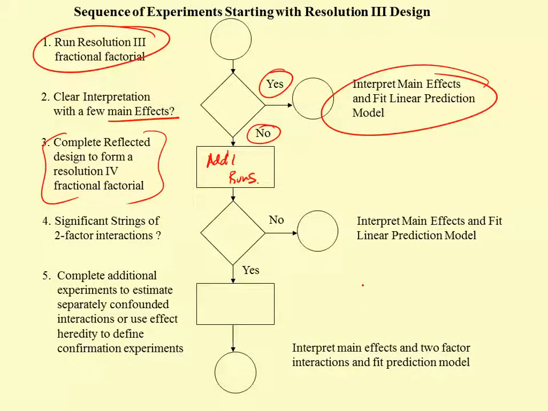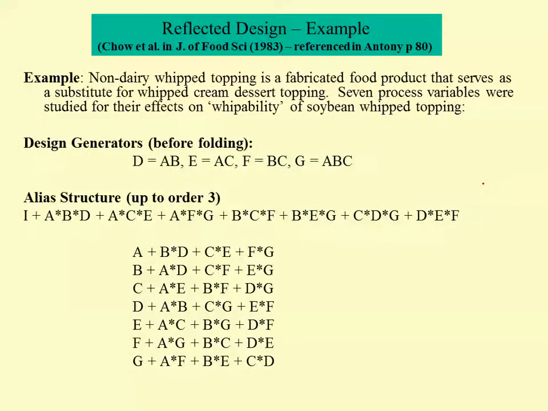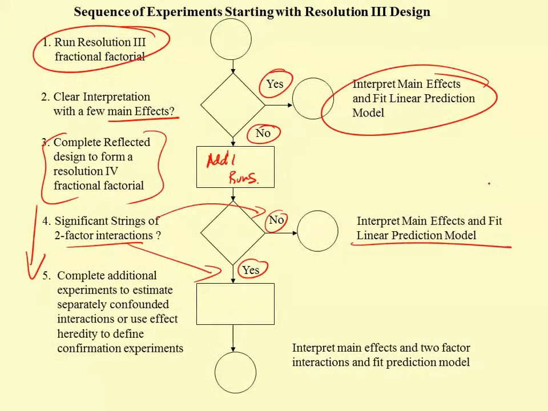Okay, and so then the rest of it is, if you have a bunch of two-factor interactions, are they easy to interpret or not? If they're not easy to interpret, we keep going. If we can interpret it, we do it. So I'm going to show you an example of this part right here.